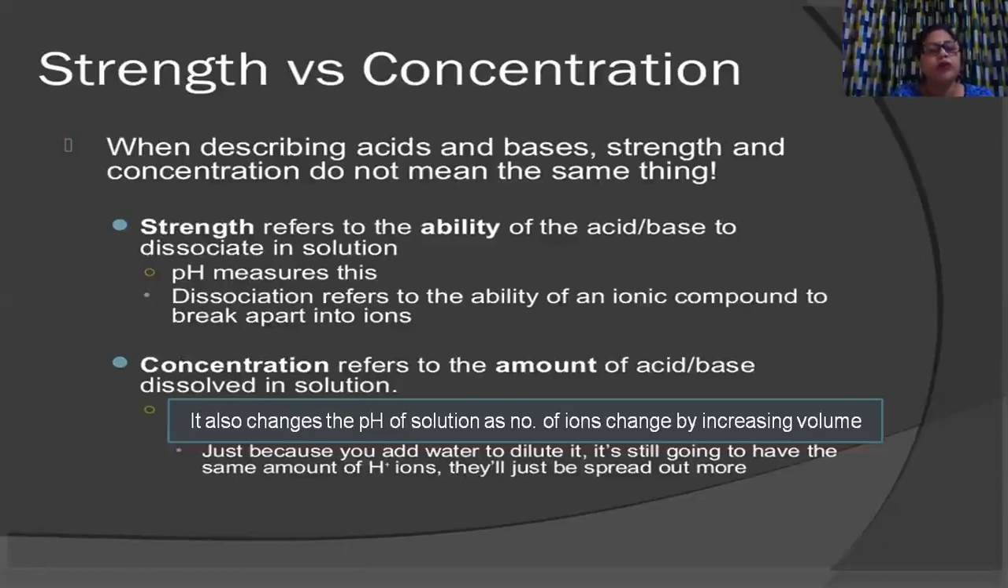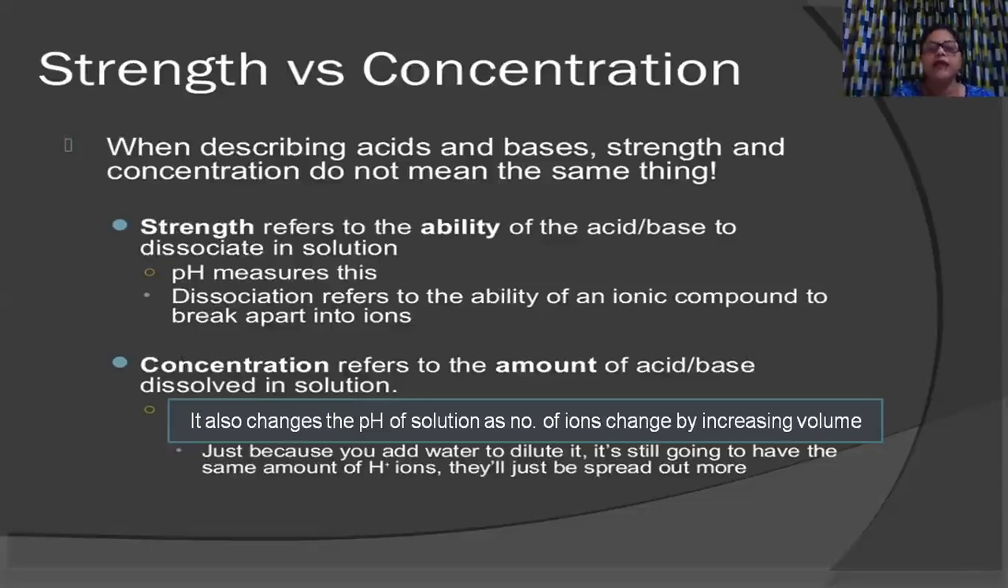Now when we talk about concentration, it doesn't depend upon the acid, but upon how much water is being added to the acid. When we talk about strength, it measures the pH and tells us how strong an acid or a base is. Dissociation refers to the ability of an ionic compound to break apart into ions. Concentration refers to the amount of acid or base dissolved in a solution.